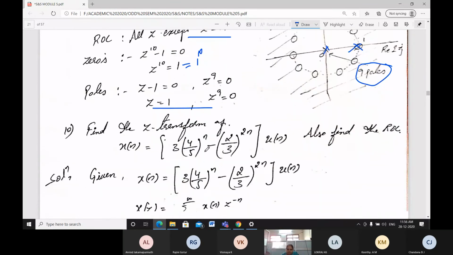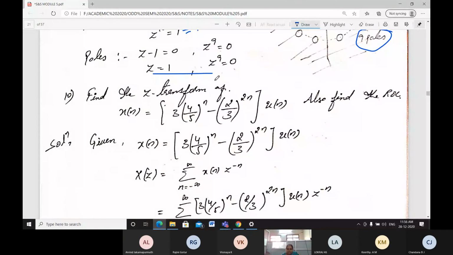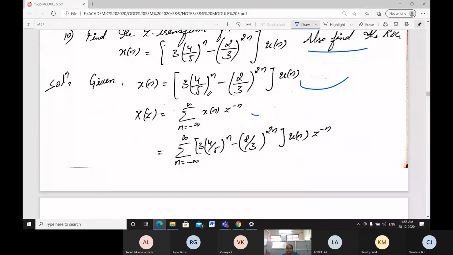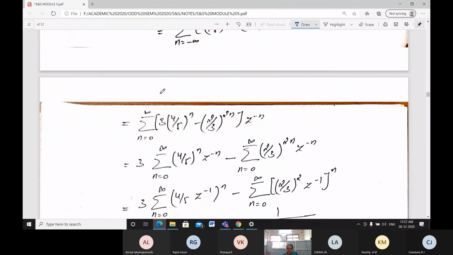This is one problem. And the next problem is: find the z transform of x of n equals 3 into 4 by 5 power n minus 2 by 3 power 2n, into u of n. Also find the region of convergence. Solution: the given equation, you write it, then use your z transform equation and substitute for x of n. Then the limit is going to change because of our u of n function. The limit is going to change from 0 to infinity.